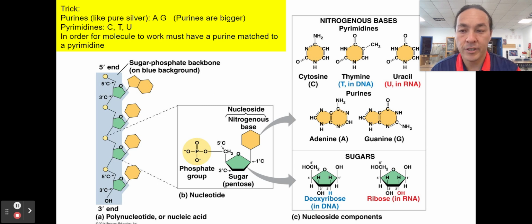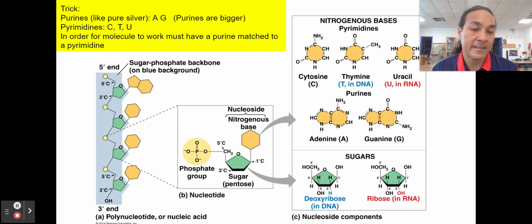The A's and G's are called purines, and they're going to have a double ring structure. I remember this by AG stands for silver, and it's pure. And so you can also remember that the pyrimidines are going to be smaller, and they are cut like a pyramid. Get it? I thought that was pretty good.